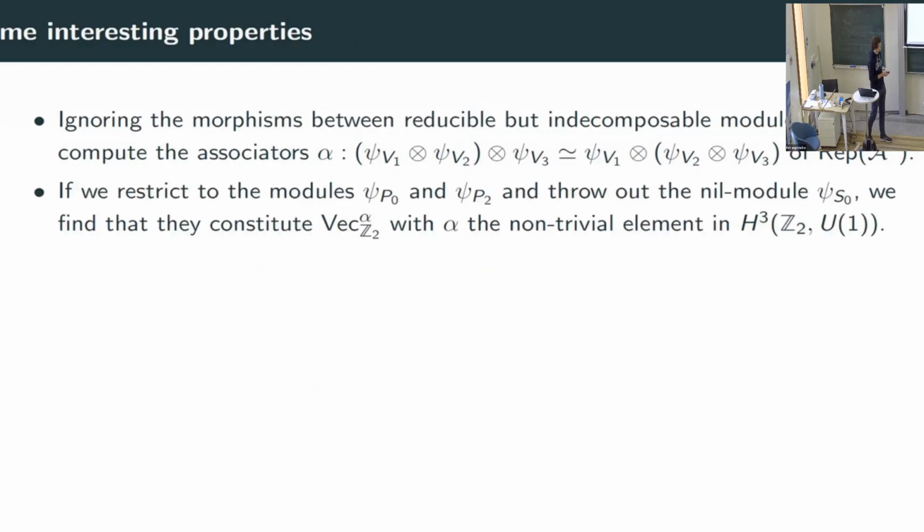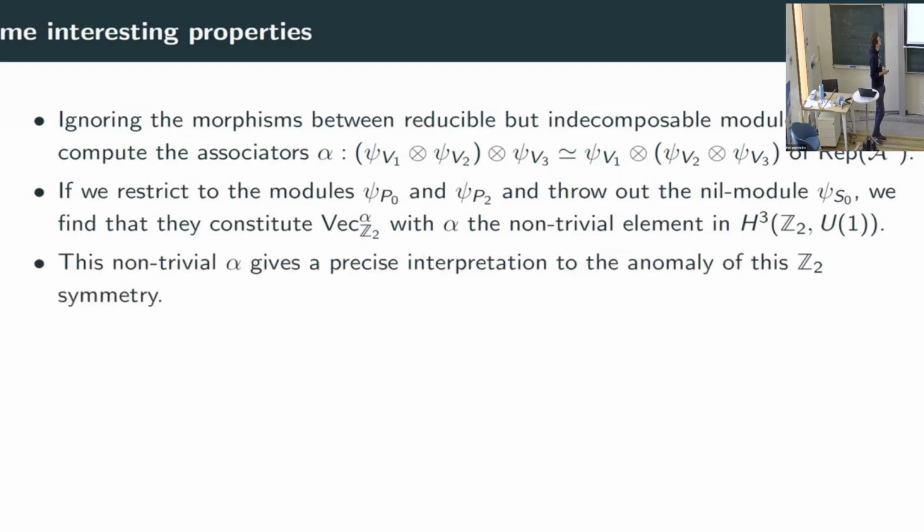You can do this. If you then just restrict to this P0 and P2 module, and you throw out this nil module here, you find that what you're left with is a semi-simple fusion category, vec C2 alpha, where this alpha is the non-trivial element in H3. So this is what people would call the semion category in physics literature. It is known to describe the anomaly of Z2 symmetry. So there's a way to get anomalous Z2 symmetries that are described by this vec Z2 alpha fusion category. So this vec Z2 alpha is somehow contained in this non-semi-simple category in some way.